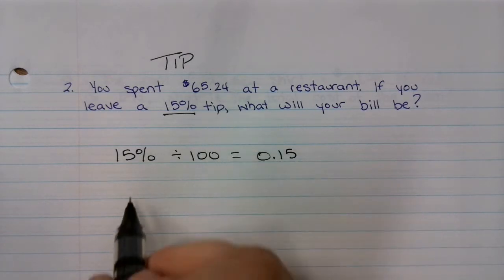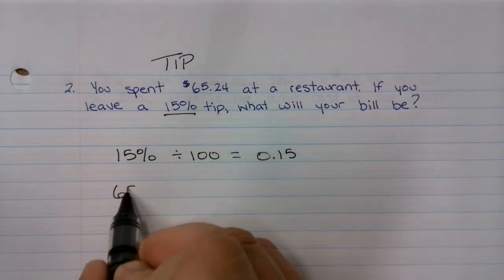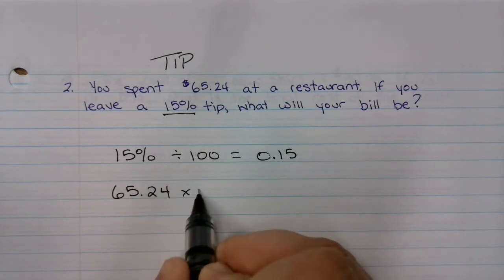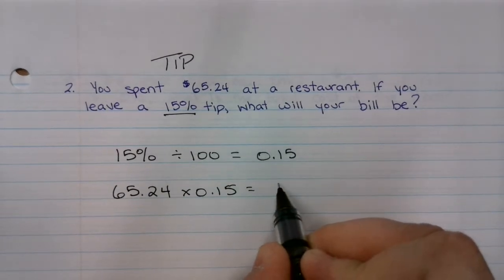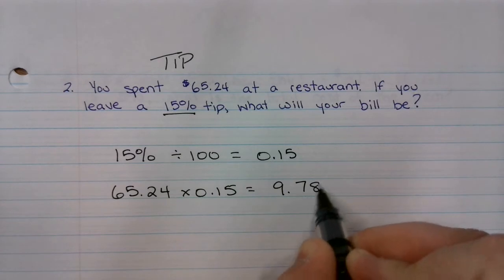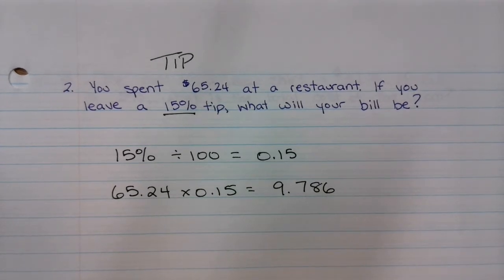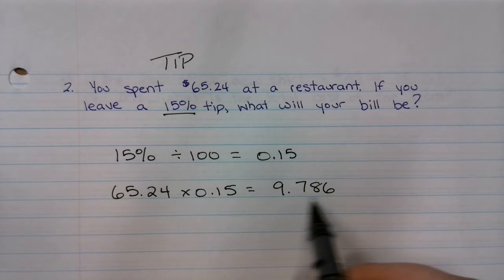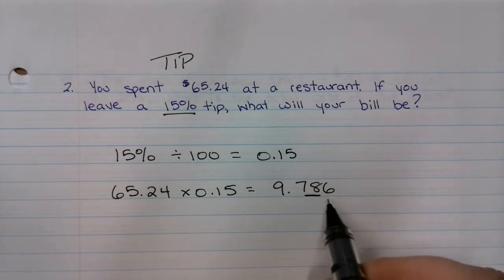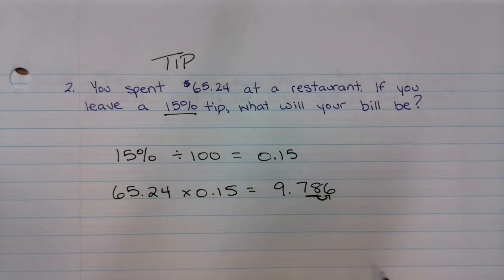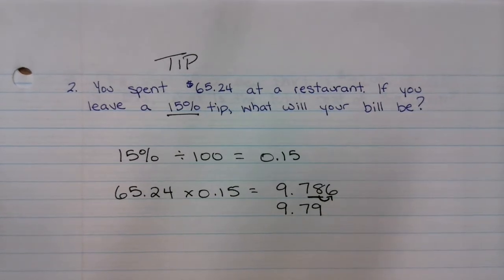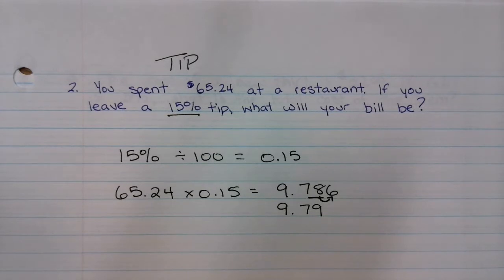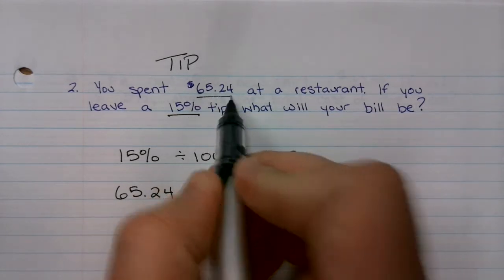Now I'm going to take the price of my bill and multiply it by the 0.15 to get, my calculator says $9.786 thousandths. When we're dealing with money, we only look at 2 decimal places. So I'm going to look at this place, and I'm going to round it up to $9.79.